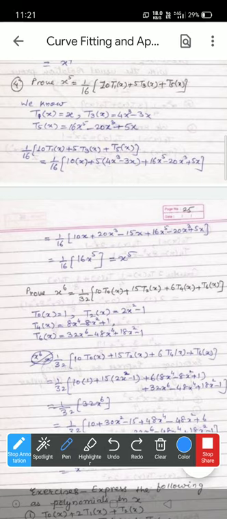This is 10x plus 5x, 15x. 15x minus 15x cancel. Similarly, 20x cube, 20x cube cancel. We have 16x raised to the 5 remaining. So this 16 gets cancelled. We get x raised to the power 5 as the answer.